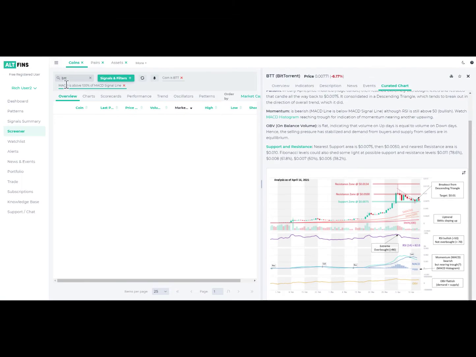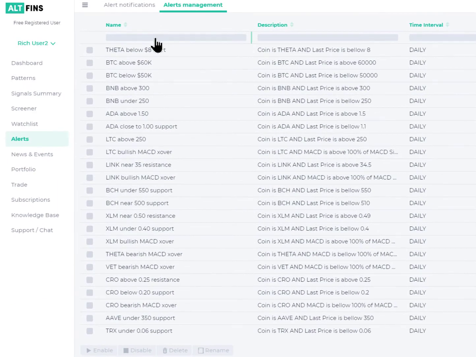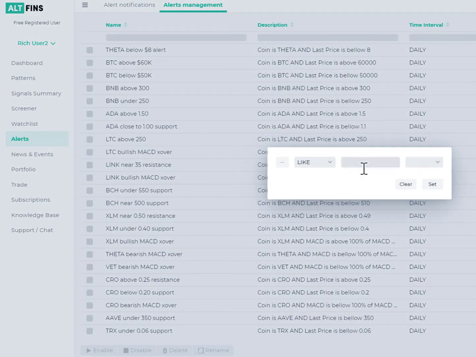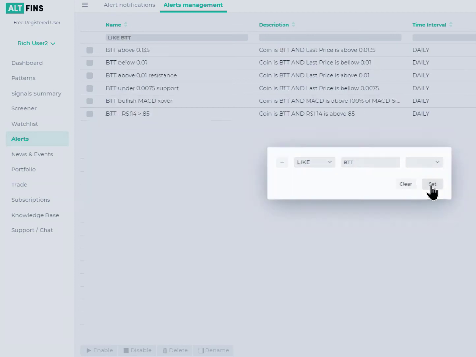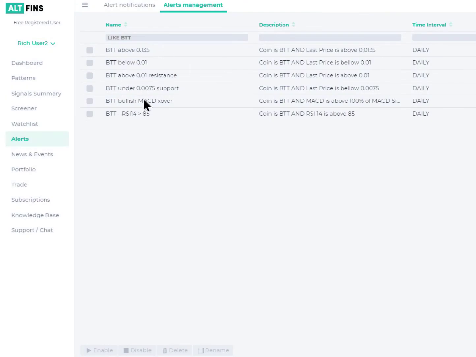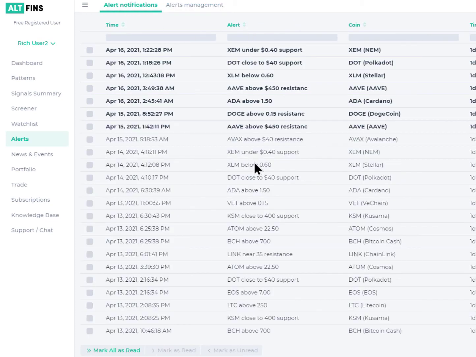Now, where can you check the alerts? You can go to the alert section. Okay, I have all the alerts here. I can look up the alerts that I just created. So search for alerts on BTT. You have to label them with the coin's name to be able to find them. And then here are my alerts. One that I created says I want to be alerted when the price goes above the resistance, below support, when there's a bullish MACD crossover, or RSI is overbought. And then the actual notifications are under the alert notifications page right here.